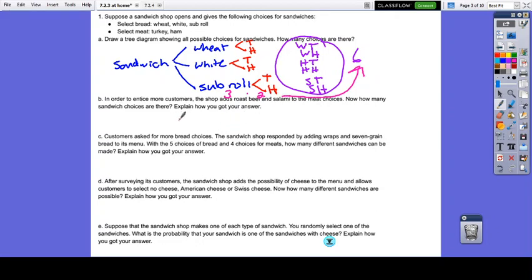So we have to choose our meat. How many choices of meat do we now have? We have turkey, ham, roast beef, and salami. So we have 4 choices of meat.